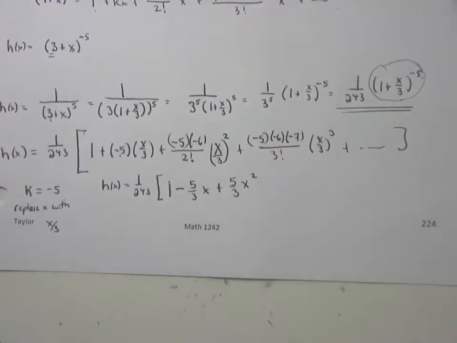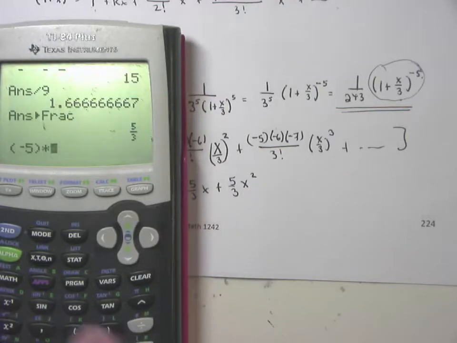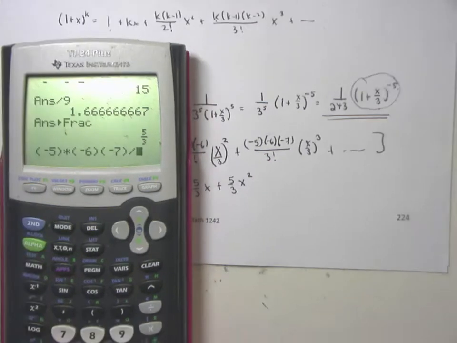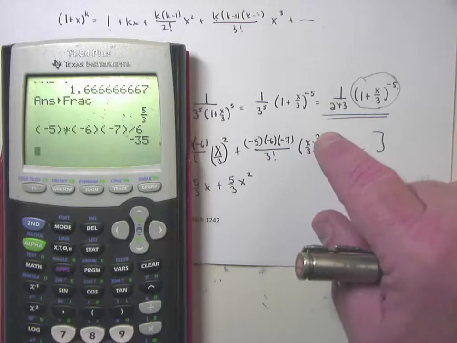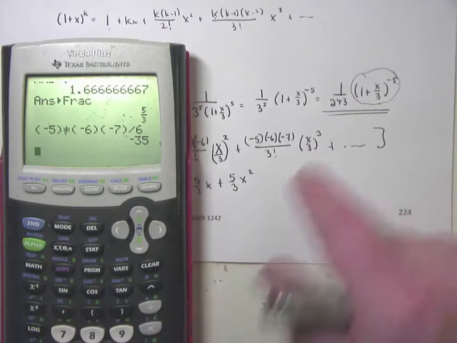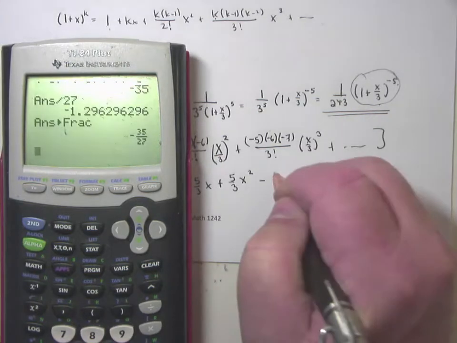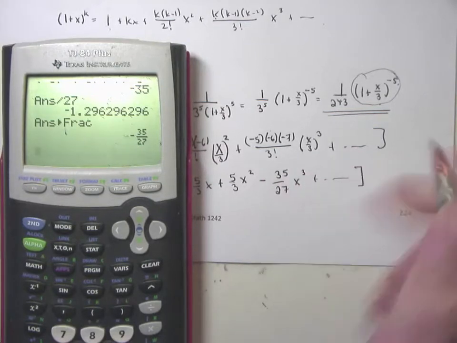So that would be plus 5 thirds x squared. Now I've got to write this term here. This is going to be negative 5 times negative 6 times negative 7 divided by 3 factorial. 3 times 2 times 1 is equal to 6, divided by 6, and I end up getting negative 35 here. But then this is 3 cubed. 3 cubed is 27, and that's in the denominator, so divided by 27. That gives me minus 35 over 27 x cubed, plus dot, dot, dot. But I'm not done yet.